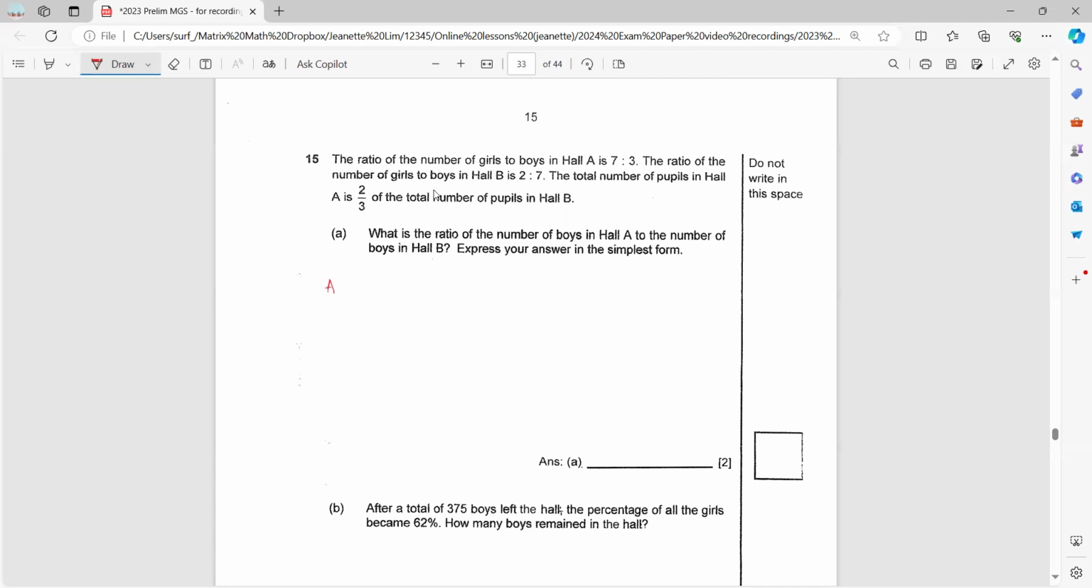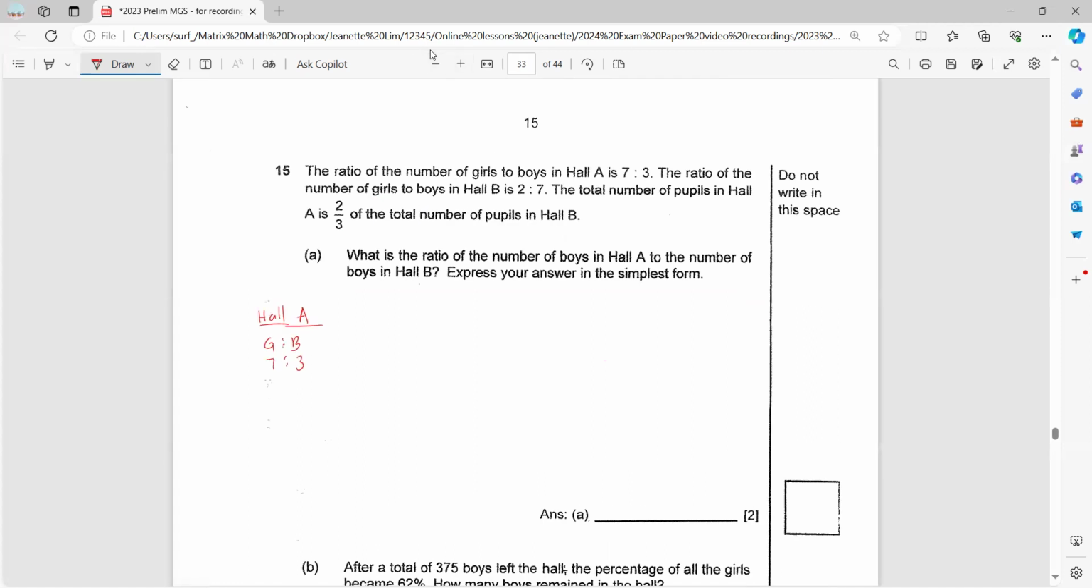So hall A, girls to boys, 7 to 3. Then we have hall B, girls to boys, 2 to 7. Then we have the total of hall A to hall B, 2 to 3, from that 2/3.